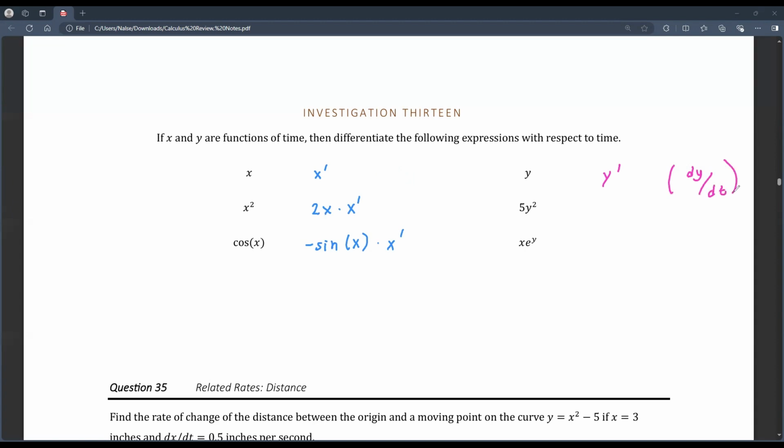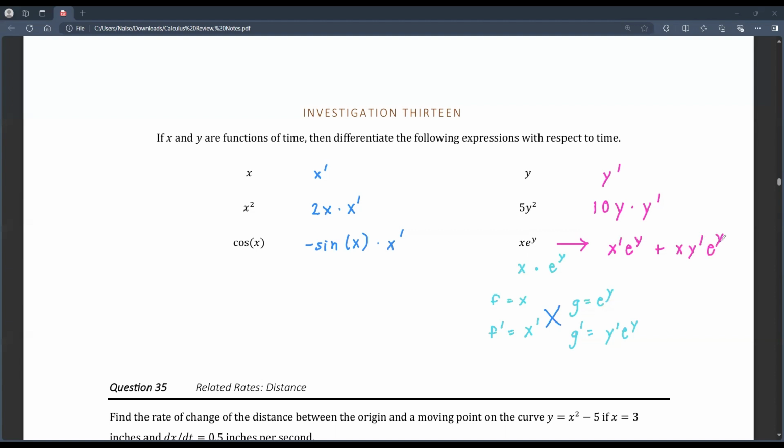Every time we differentiate a function of time, we must remember to multiply by its rate of change, whether we represent that rate of change as x prime or y prime, or dx/dt or dy/dt. Remember to abide by the rules of differentiation and recognize when to use product or quotient rules. In this last example, we see two different functions being multiplied to each other, so its derivative requires the use of product rule.